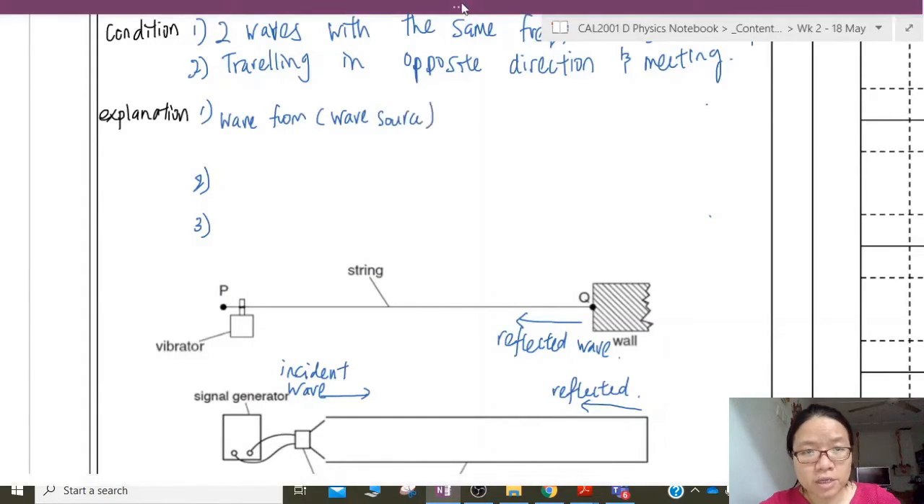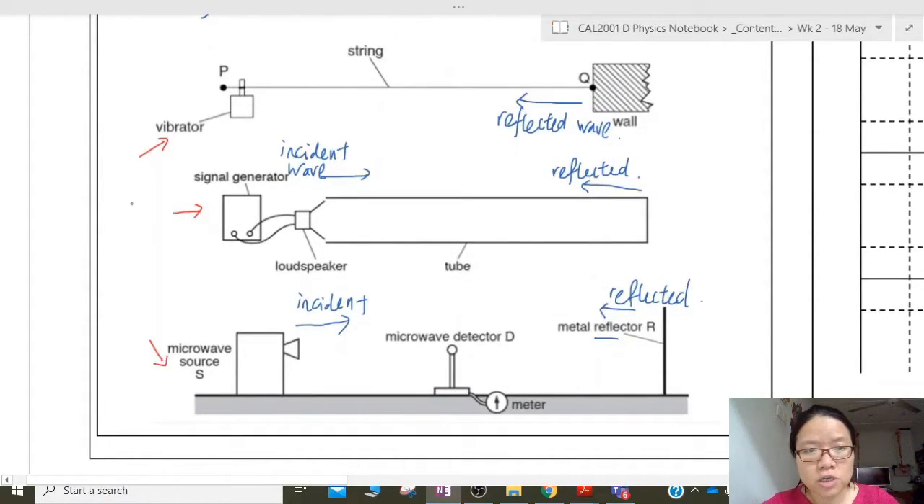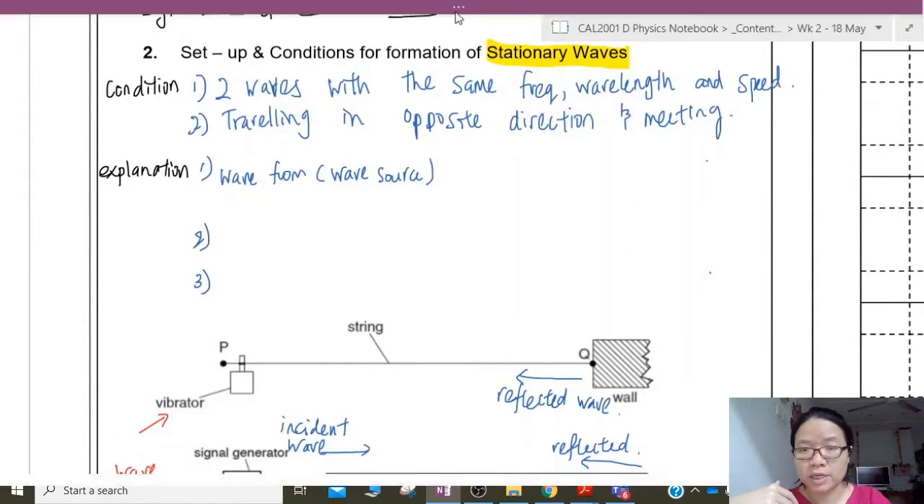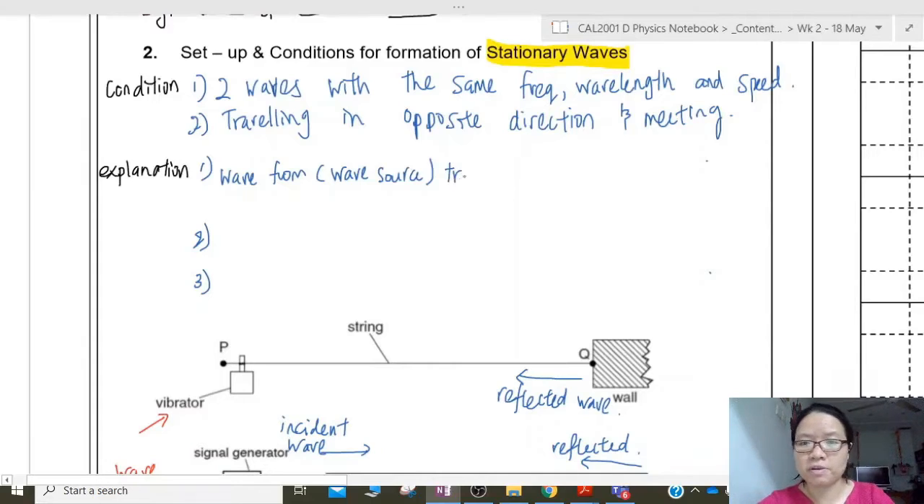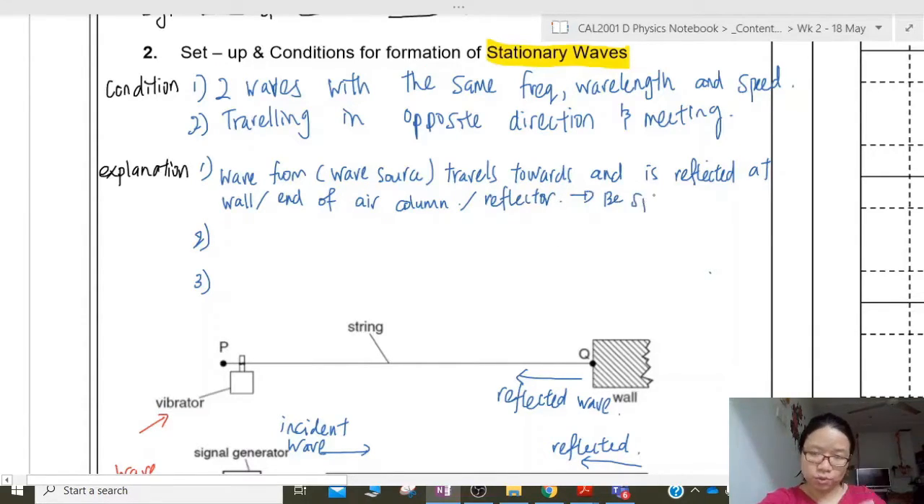So to explain the formation of stationary wave, we will start off by saying that a wave from a particular wave source. If you look at my 3 examples, all the wave sources are on the left. So you have to be question specific, like wave from the vibrator or wave from the signal generator, travels towards and is reflected at the wall or the end of the air column or the reflector. Okay, so be specific to the question.